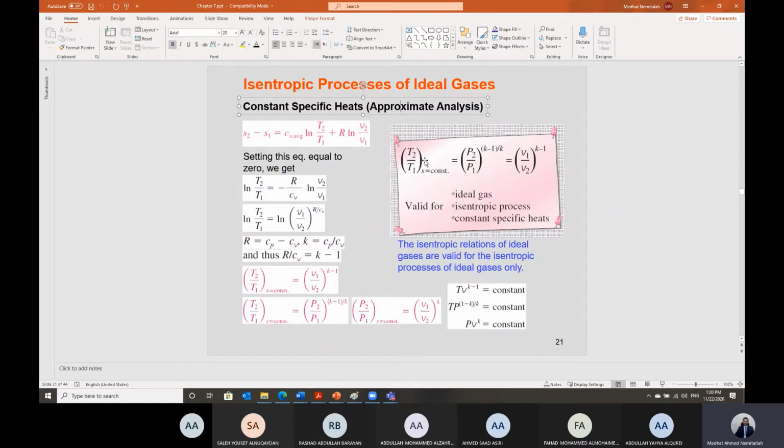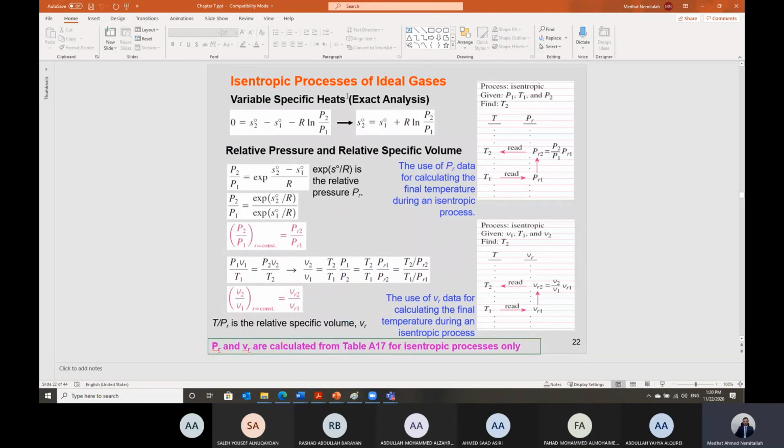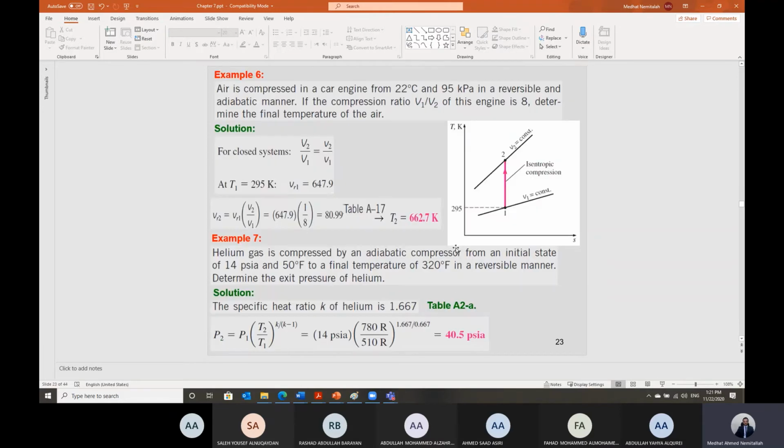This is based on the approximate analysis, variable specific heat. We get this relation between temperature, pressure, and volume. How does it change? And for the variable specific heat analysis, or we call it the exact approach, we have developed those two relations as a function of the relative pressure. If you are given the temperature, you can go to the table and get the relative specific volume or relative pressure, depending on what is given. If pressure is given, I will get the relative pressure. If the volume ratio is given, I will get the relative volume, and in this case, I can get the final condition in terms of temperature and pressure.